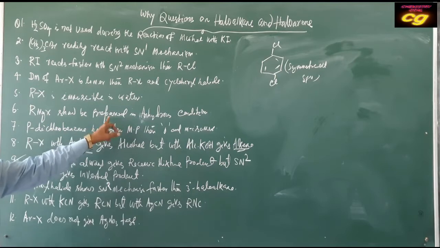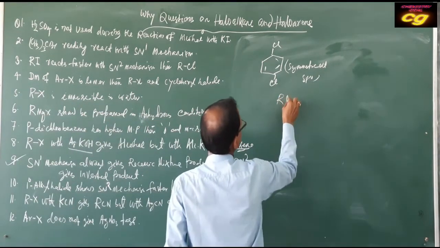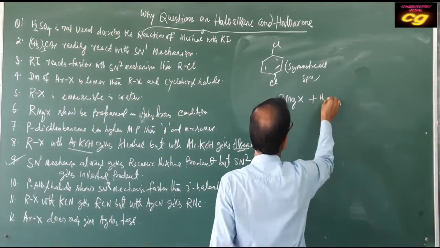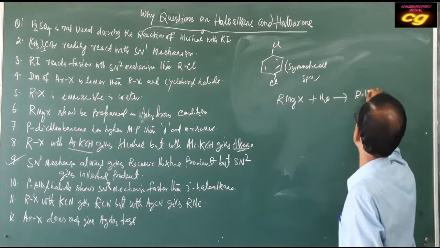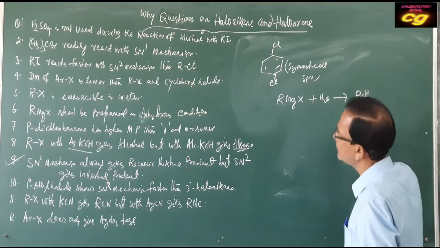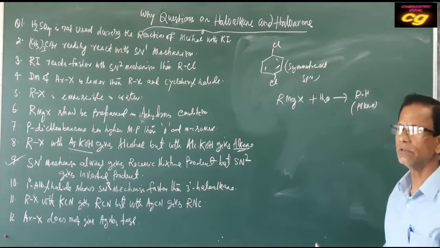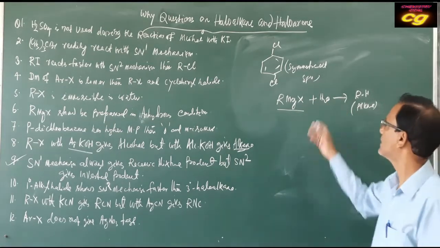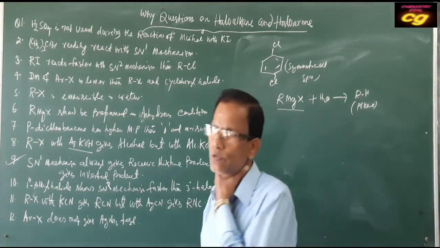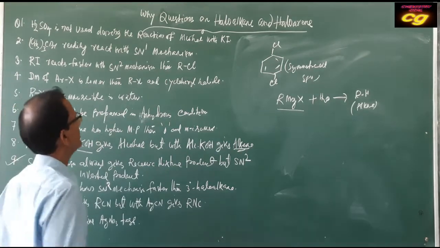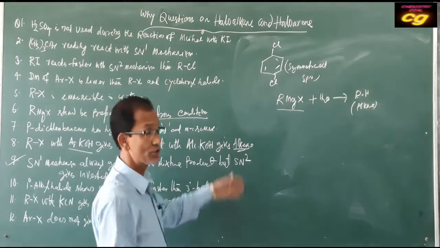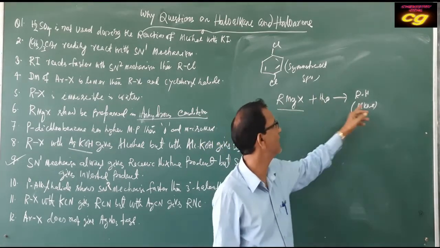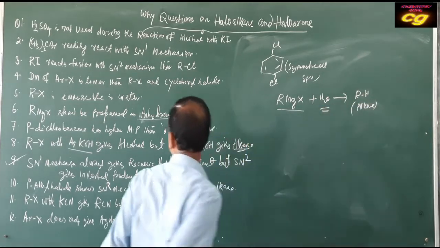RMgX should be prepared in anhydrous condition, because RMgX reacts with water or moisture forming RH, that is alkane. If your reaction takes place in moisture, then the Grignard reagent reacts with water and forms alkane. That's why it should be prepared in anhydrous condition. If moisture is there, then instead of the Grignard reagent you will get alkane. This is a very important condition.